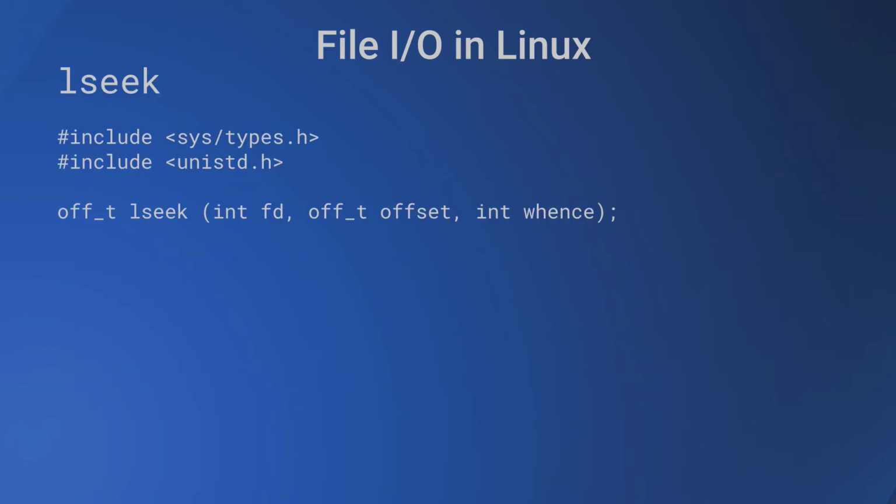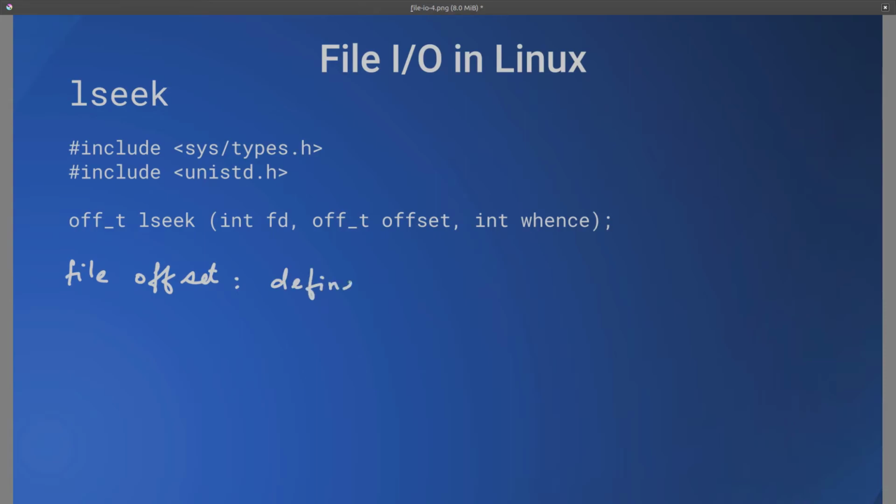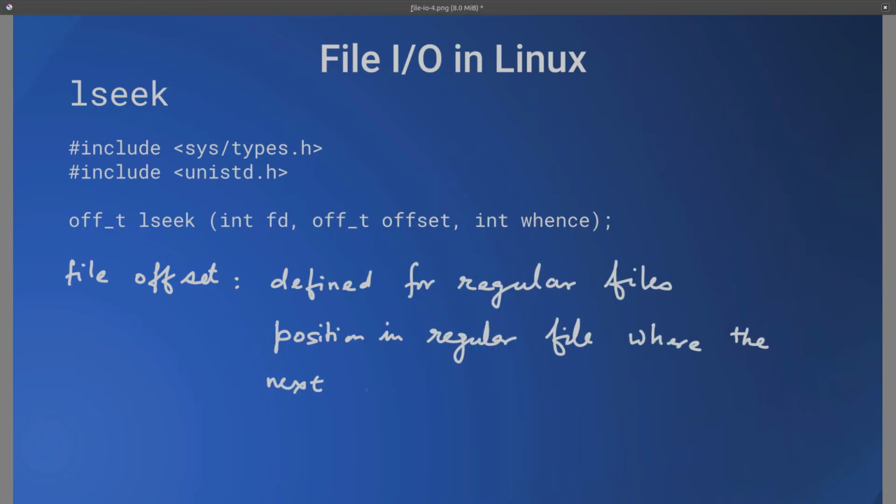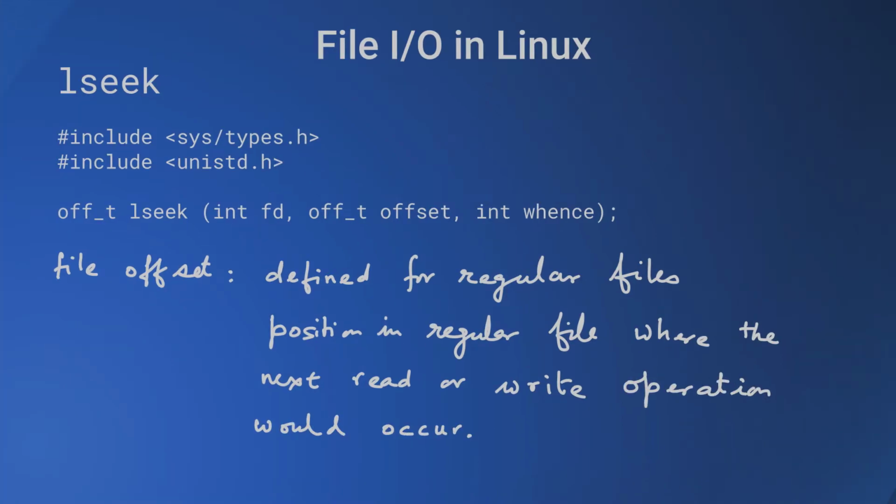The lseek system call is used to position a file offset. What is a file offset? A file offset is a position in a regular file where the next read or write operation would occur. A file offset is mostly defined for regular files and not for files like directories, sockets, FIFOs, symbolic links, etc. Some special files, depending on the implementation, might have file offsets defined.